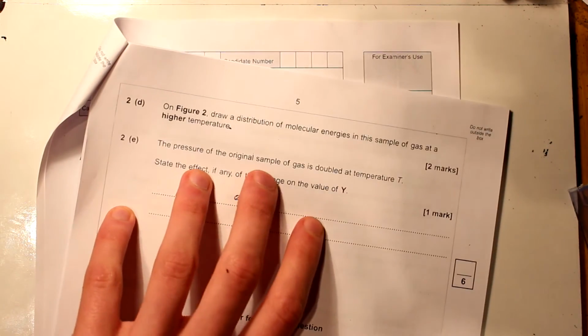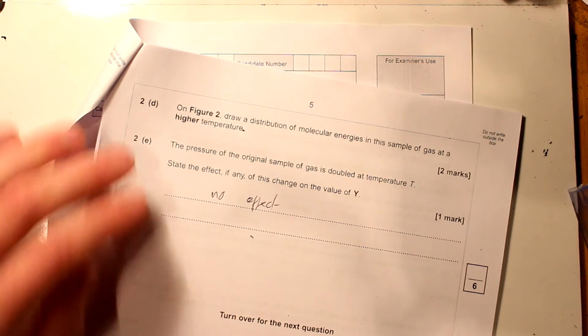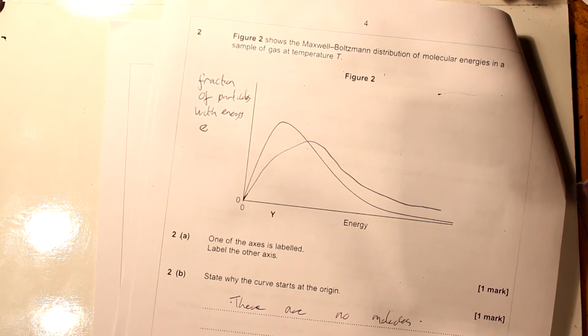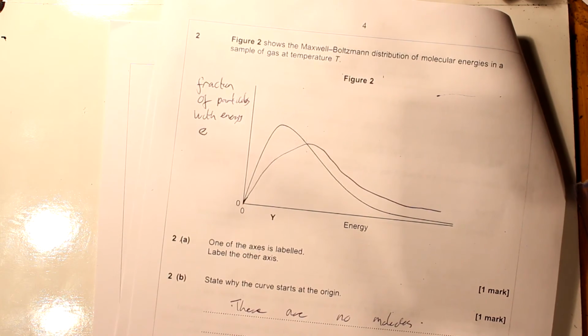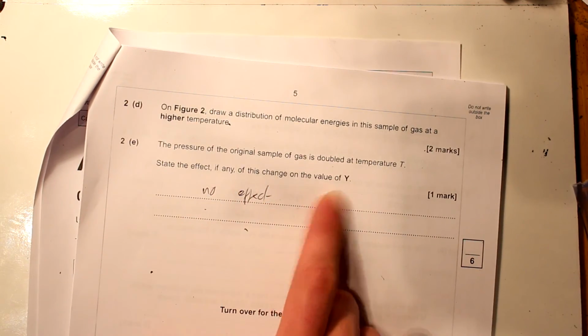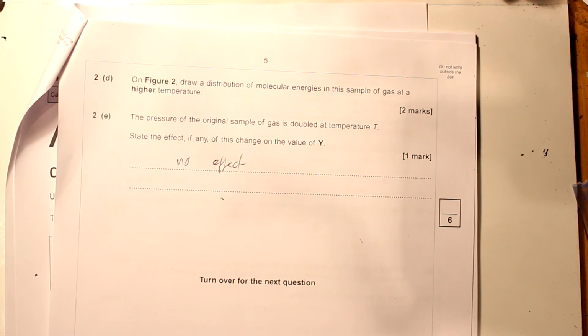The last question: the pressure of the original sample of gas is doubled at the same temperature, so that's at constant temperature. State the effect, if any, on the value of Y. We know that the particles are closer together in a smaller volume, so more likely to react, but there is still the same number of particles. They're closer, but it will not affect the shape of the graph. On the change in value of Y, that's the most probable energy. There's no effect on the graph, therefore there would be no effect on the most probable energy. And that is that. That is kinetics done.